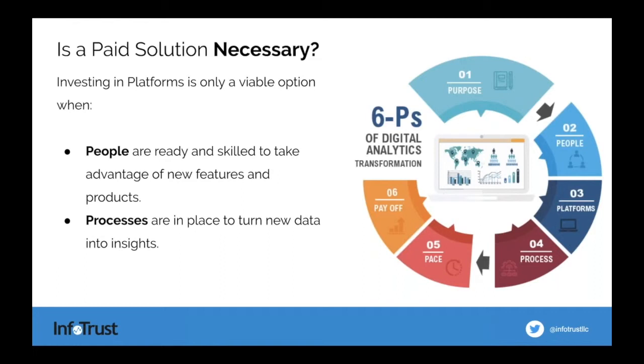The next 3 sections are combined, so people, platforms, and process. These are all important within getting an enterprise level tool like Google Analytics 360 added to your company's kind of repertoire. And then you have pace and payoff. So pace is how quickly you can actually deliver value from this process, from this transformation, and then payoff is ultimately what is that ROI that we're able to generate out of this.